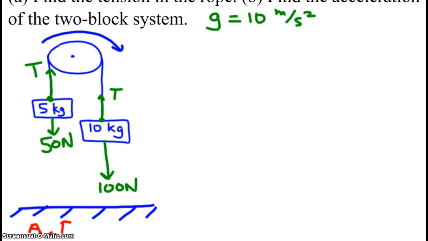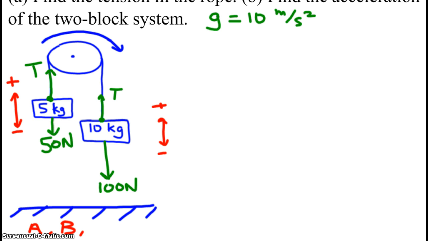Step B is choose a sign convention. Here's what I mean. Normally we say up is positive and down is negative. Right, like that. So what if we say that here, in this case? Up is positive, down is negative.